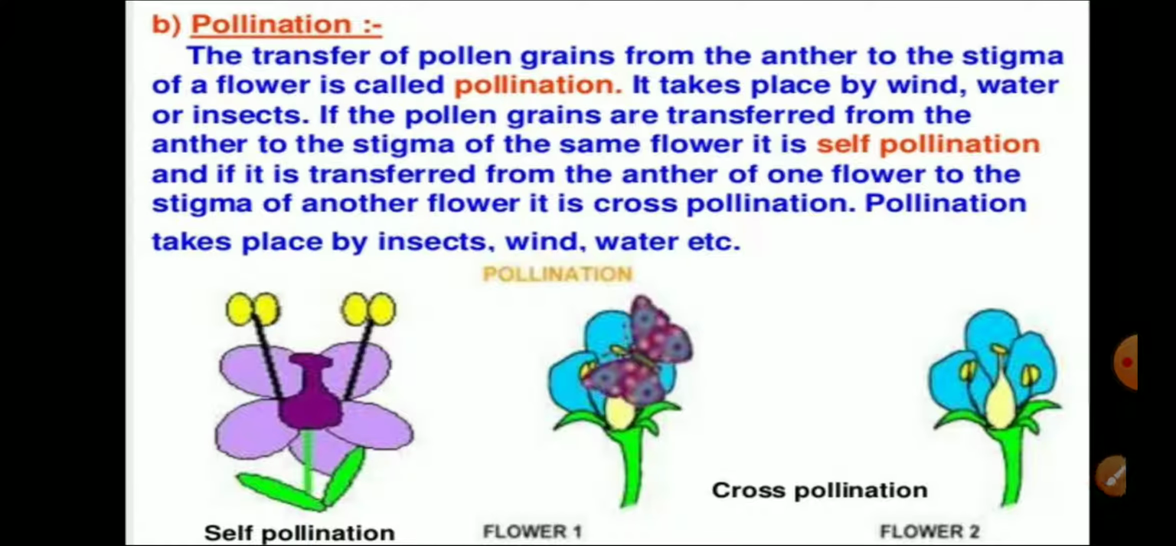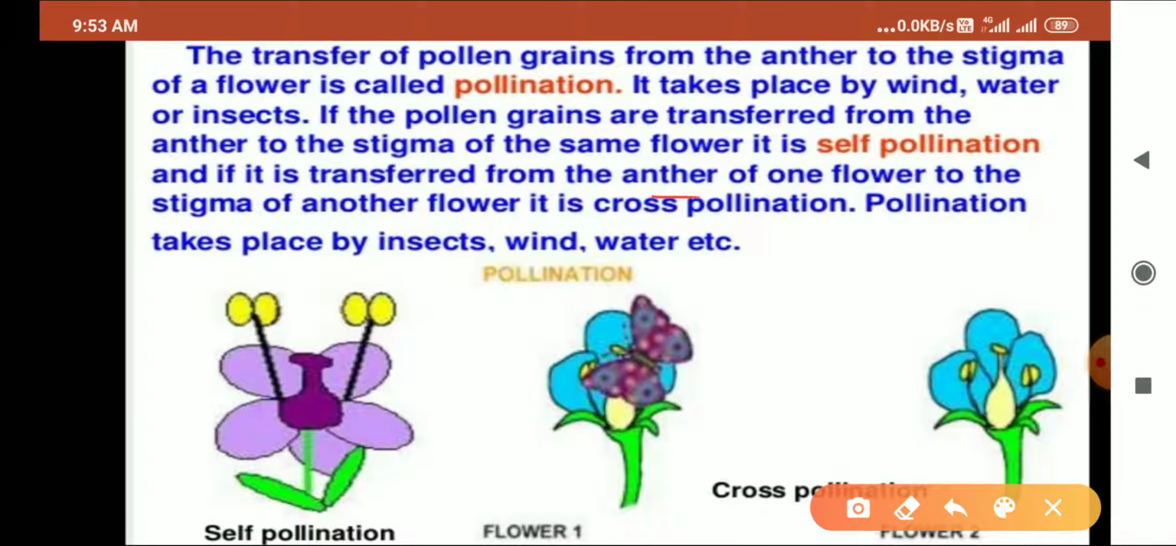The transfer of pollen grains from the anther to the stigma is termed pollination. There are two types of pollination. One, when the pollen grains transfer from the anther to the stigma of the same flower, that is termed self-pollination. But when pollen grains are transferred from the anther of one flower to the stigma of another flower, that is termed cross pollination. And there are various agents involved in this process like insects, wind, water, birds, and bats. These are the agents that are helpful in this process.